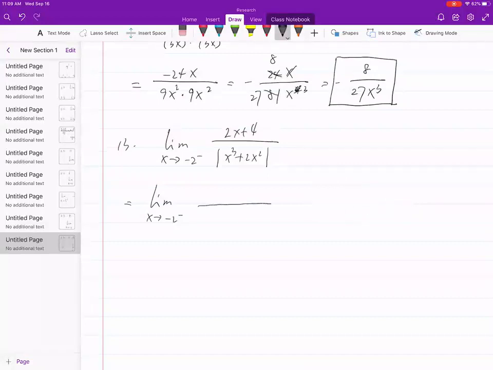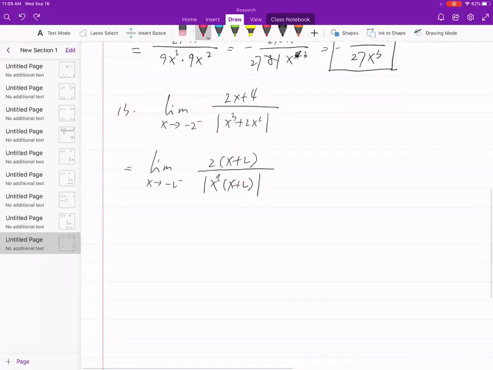Now, what should we cancel out? Well, if you factor things out, the top is this and the bottom is this. Clearly, we should cancel these two out, if the absolute value is not there stopping us. Good so far? So our job is to try to remove the absolute value bar.